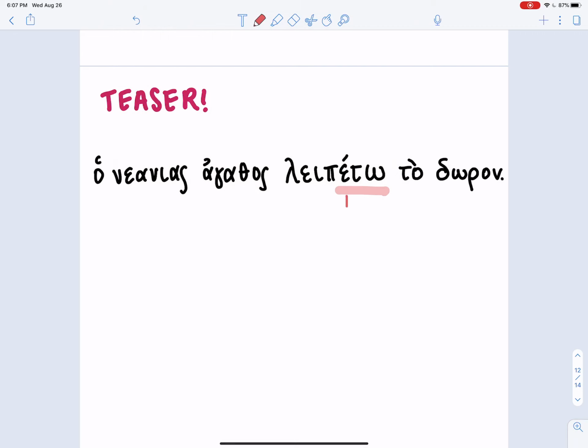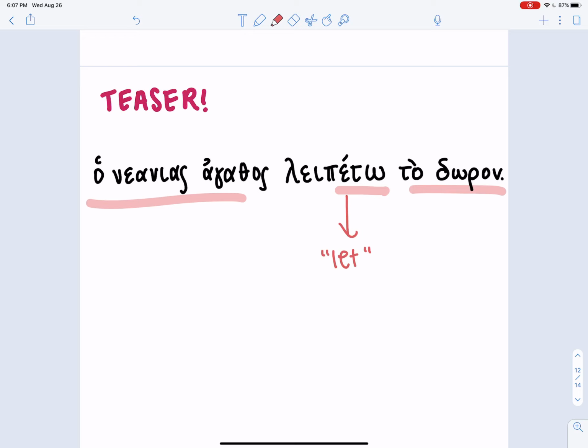If you don't remember doing this, go back a couple lessons and make sure that you review it because it is pretty important to understand in the context of sentences. So we're going to do let as our translation. And then let's look for our subject. Well, we have two things that could be subject, right? Because this looks nominative to me and this looks nominative to me.